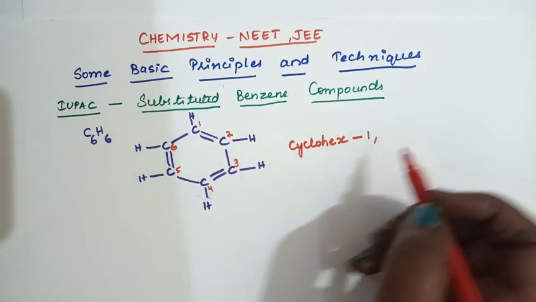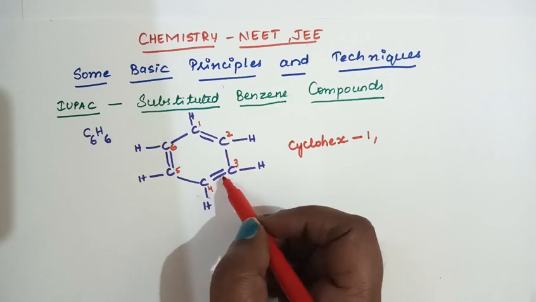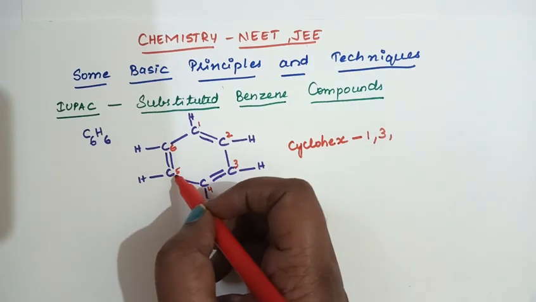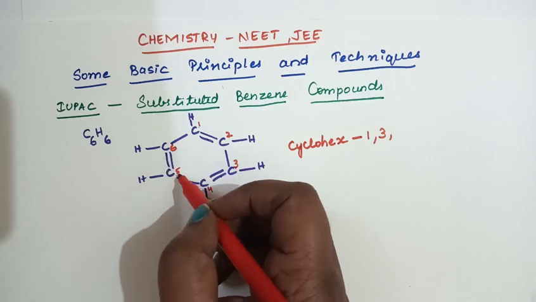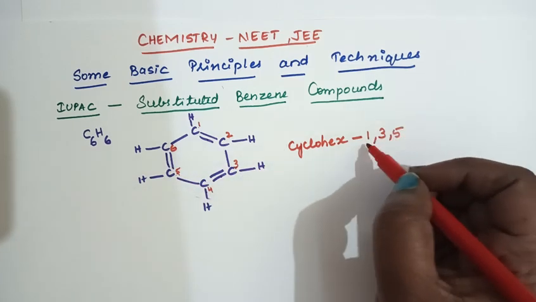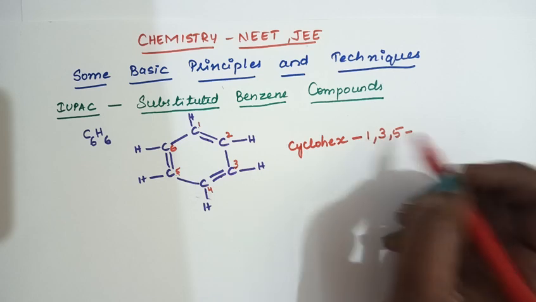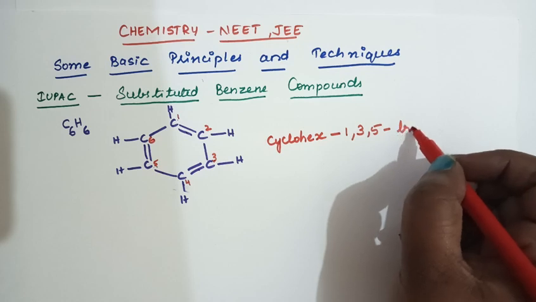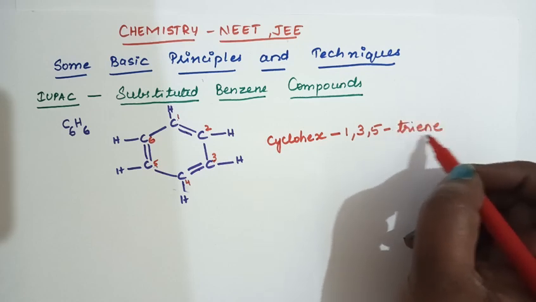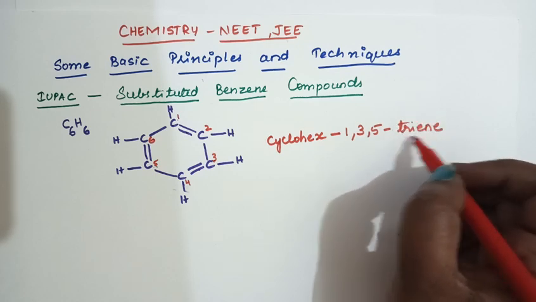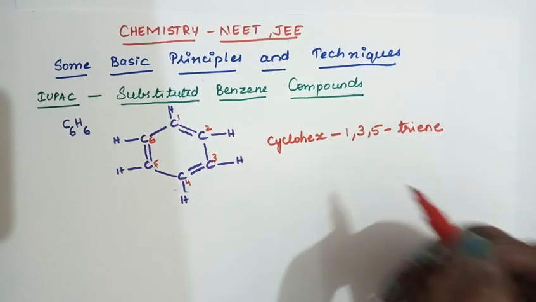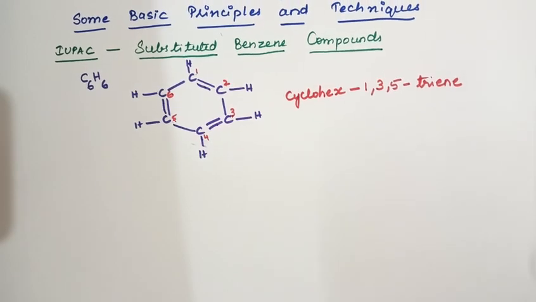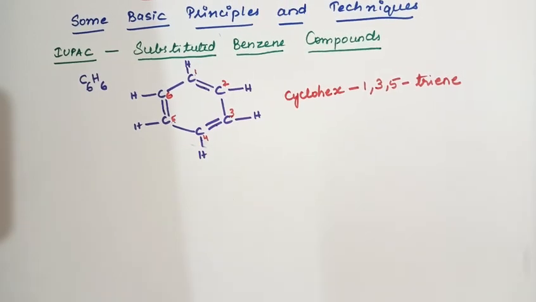So 1, comma. Between 3 and 4, double bond is present. Smallest number is 3. And between 5 and 6, double bond is present. Smallest number will be 5. So 1, 3, 5. How many double bonds are present? There are 3 double bonds. So you will be writing it as triene. Ene means double bond. Triene means 3 double bonds. So this is the IUPAC nomenclature of benzene. Is that clear? So benzene can also be written in different forms.